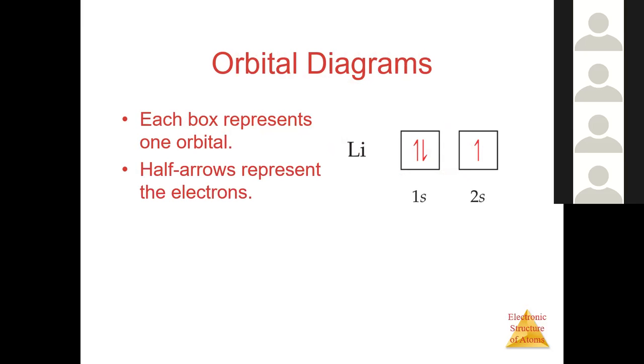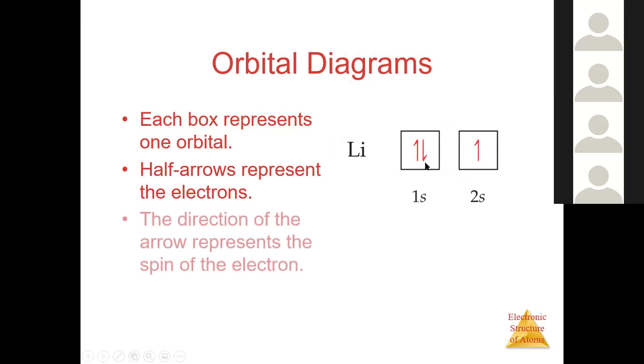Now, when you're doing orbital diagrams, you can do it with boxes. Okay? Each box indicates a suborbital. So if I have the 1s, I have one suborbital within the 1s orbital. S's only have one suborbital. 2s also is going to have one suborbital.